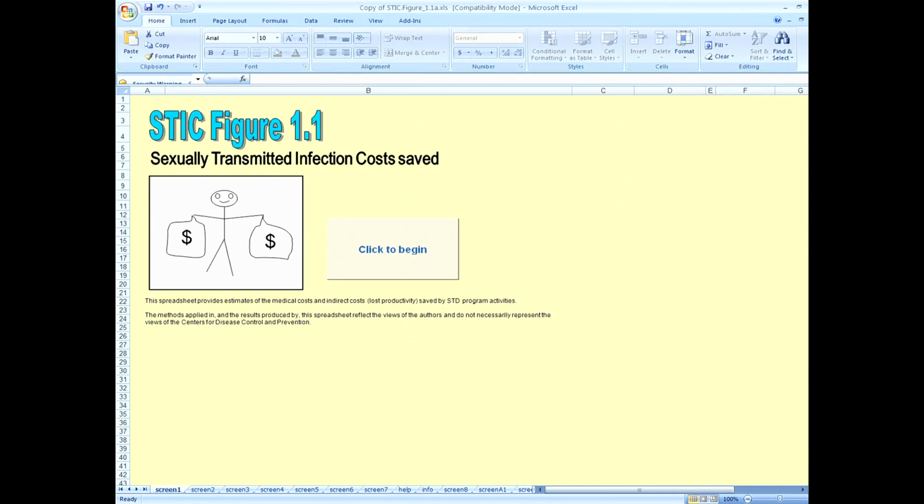And then Stick Figure, similarly, is an Excel-based program where all you have to do is enter in information about the number of people you've treated for various STDs and things like that, and it will estimate the number of cases you averted in terms of sequelae in that person, plus the population level impact of interrupting transmission to partners.